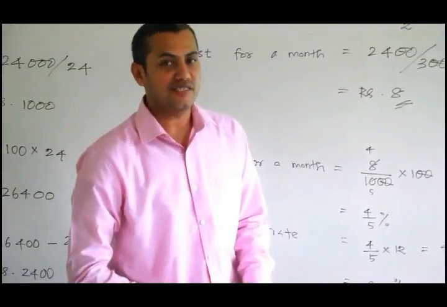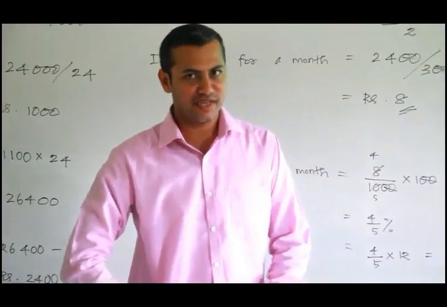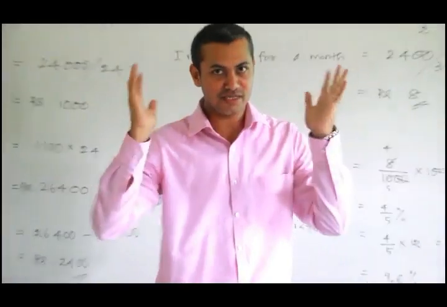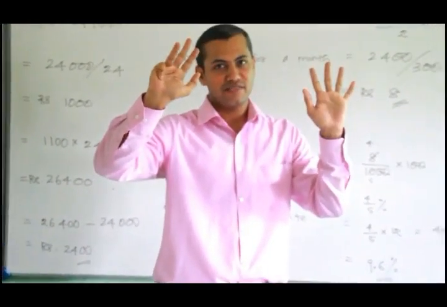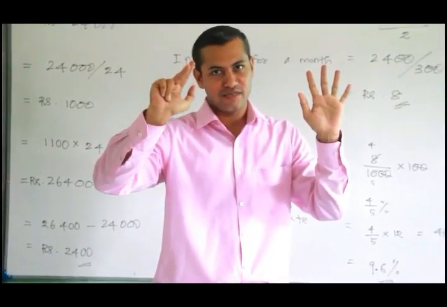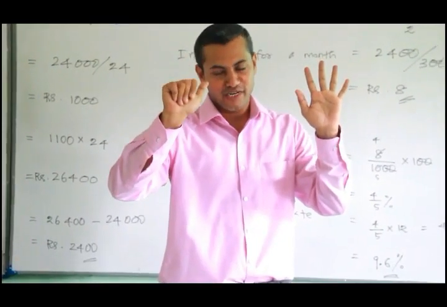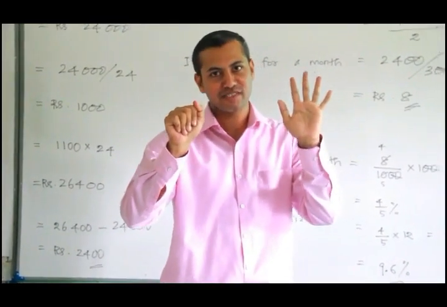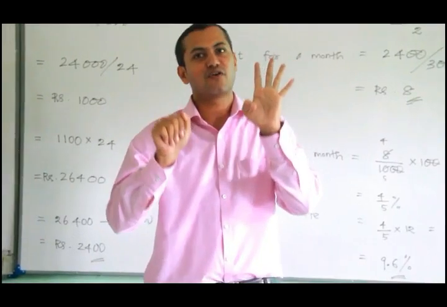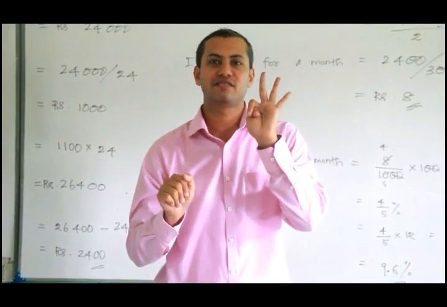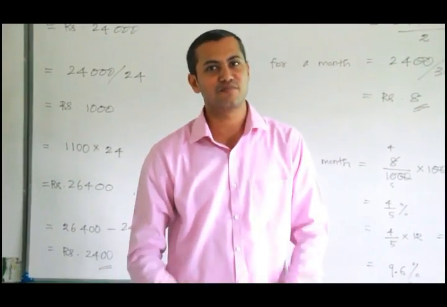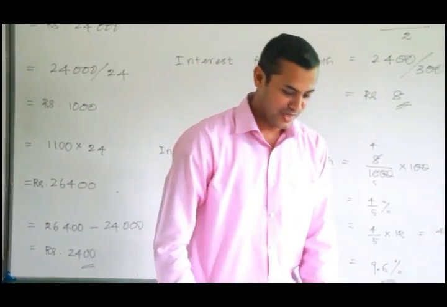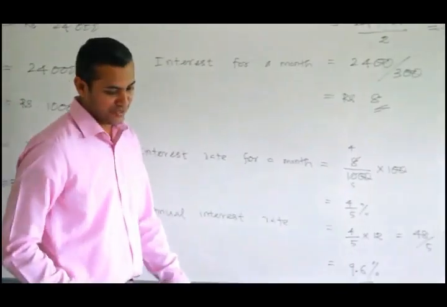Then, how many steps are there? 8 steps. Can you tell me what those 8 steps are? Outstanding balance, loan for a month, total amount, total interest, number of month units, then interest for a month, interest rate for a month, annual interest rate. Simple, right? Hope you understood. We'll move to a different type of question.